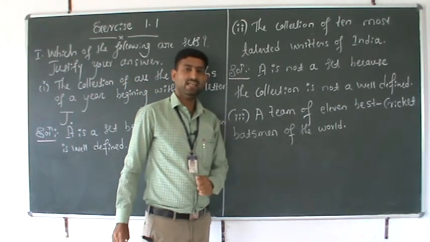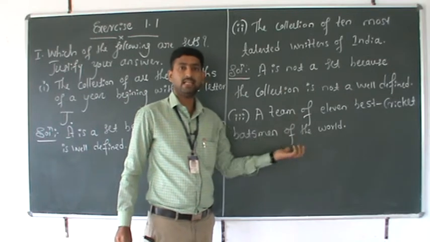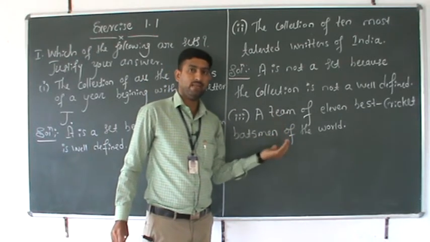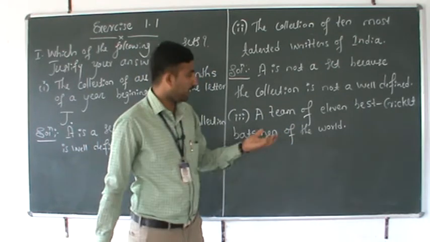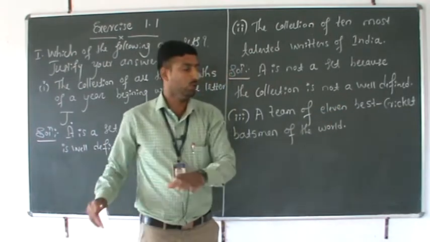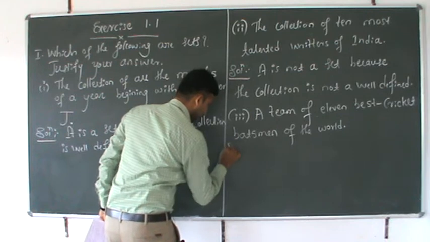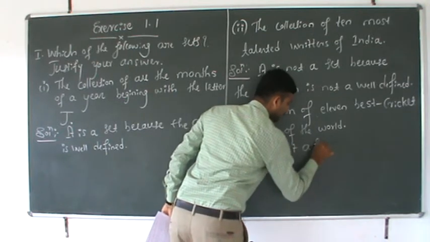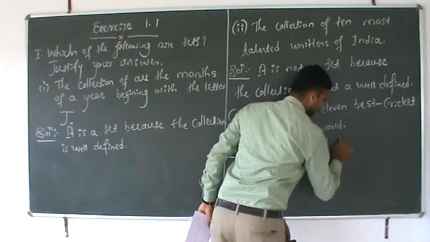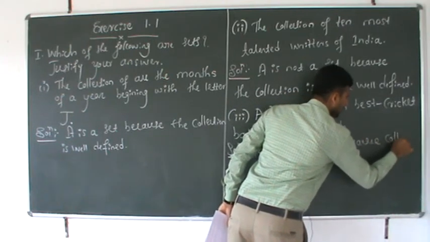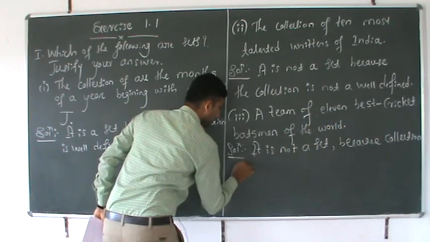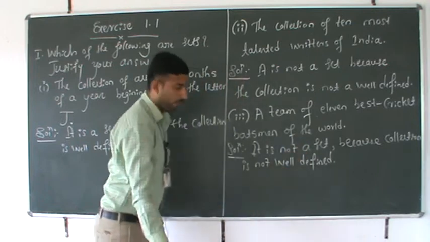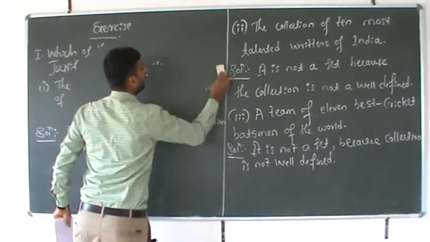Whom will you consider? You cannot say that one person is better than another. You cannot say the opinion should be the same. On the matter they state, different opinions will come. All of them need not give the same 11 players that you gave, they can give different ones. So it is not a well defined collection. Therefore the solution: it is not a set, because the collection is not well defined.